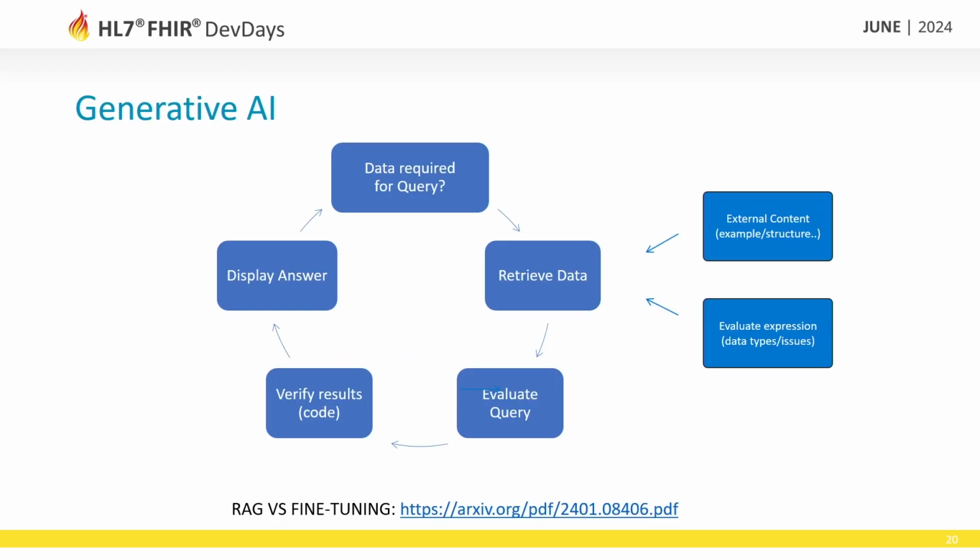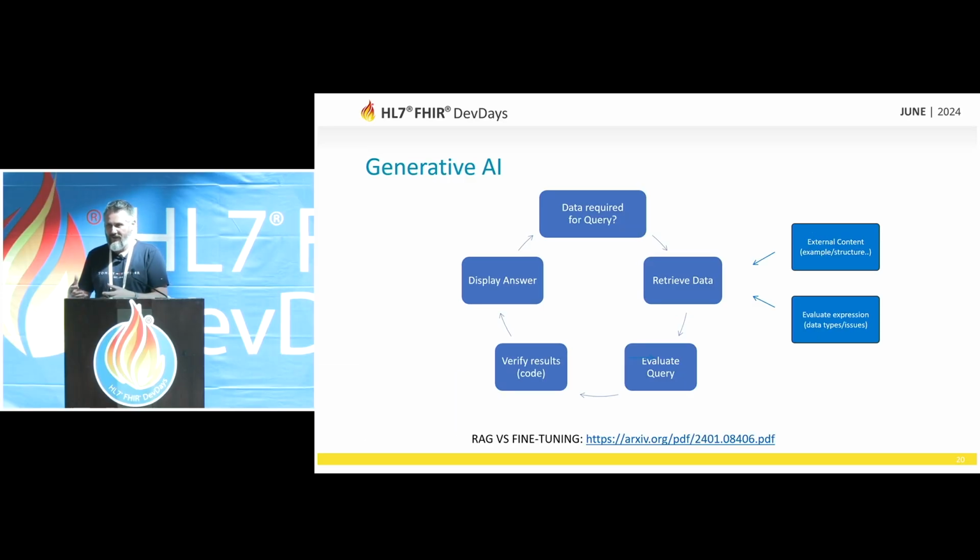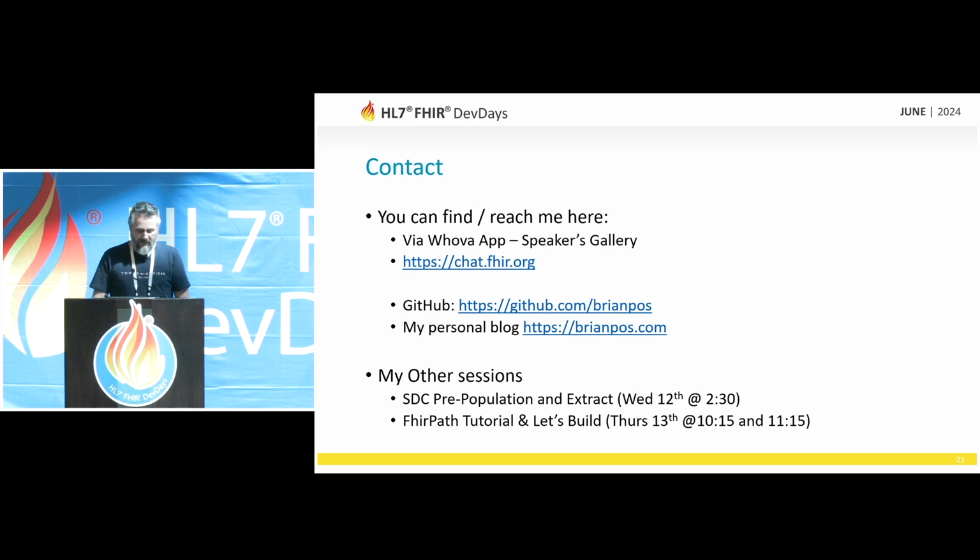So what I'm doing internally is I'm checking, is there data required for the query? I'll retrieve that data. So is this external content? Is this a resource type? Is it the questionnaire definition? Is it just a fragment of it? Evaluate that, verify the results that come back. So check it, is this a valid questionnaire fragment that it sent me? And then I'll run that through my internal validation engine and check it and then go, well, that's not good enough, and then run it through the cycle again, and then display the answer.